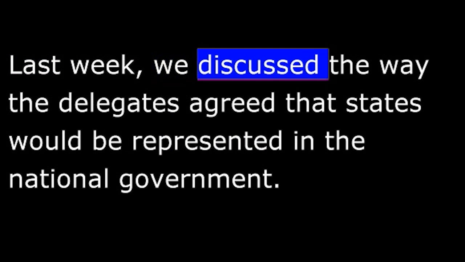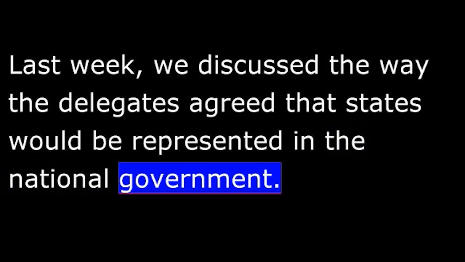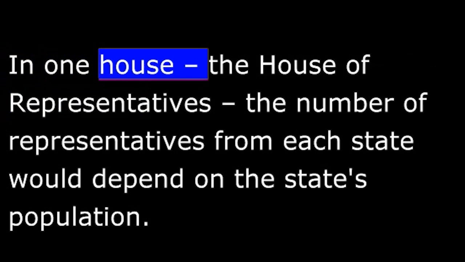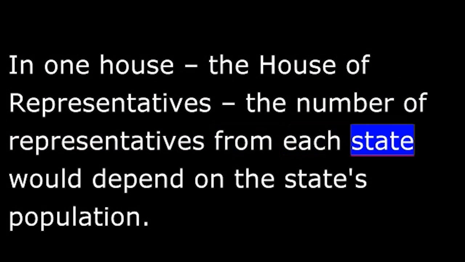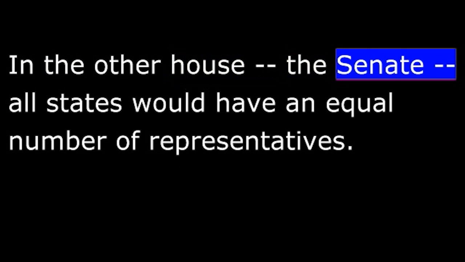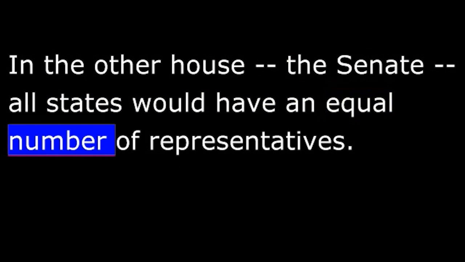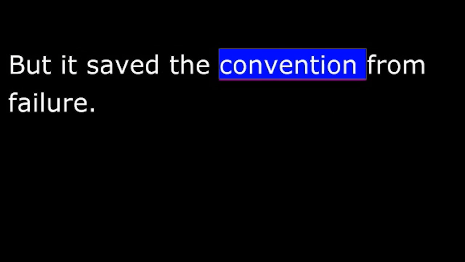Last week, we discussed the way the delegates agreed that states would be represented in the national government. There would be two houses in the legislature. In one house, the House of Representatives, the number of representatives from each state would depend on the state's population. In the other house, the Senate, all states would have an equal number of representatives. The agreement on representation was known as the Great Compromise. Not all the delegates in Philadelphia were pleased with it, but it saved the convention from failure.